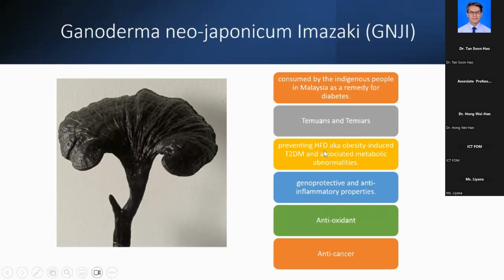There are some scientific reports conducted by our professor and researchers that study the prevention of high-fat diet-induced type 2 diabetes mellitus and associated metabolic abnormalities. It has also been reported to have genoprotective and anti-inflammatory properties. Genoprotective means it can protect the DNA from getting damaged. It also has strong antioxidant activities and anti-cancer properties, not only targeting metabolic diseases.